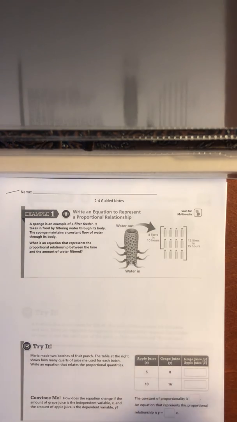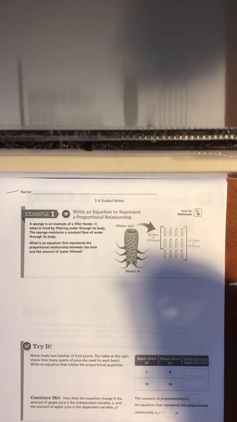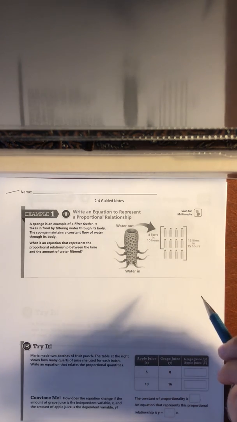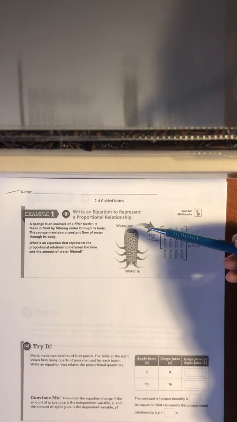Okay, today we're learning 2-4. 2-4 is all about describing proportional relationships and the constant of proportionality. So we're basically going to be making equations now that represent these relationships. So example 1, write an equation to represent a proportional relationship.